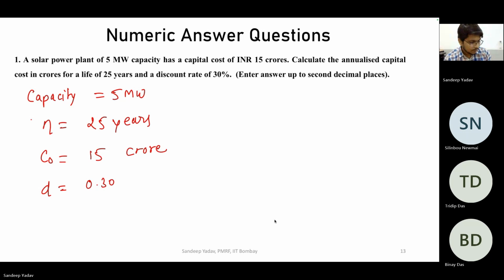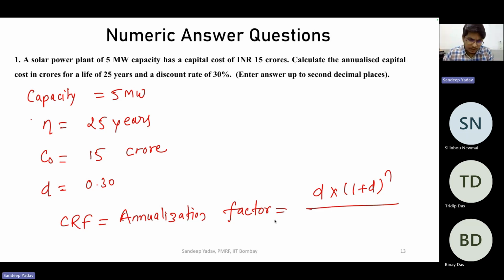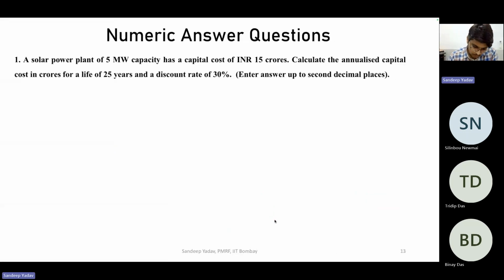So first we have to calculate CRF, the capital recovery factor, which we also call the annualization factor. It is calculated as D into (1 plus D) to the power N, divided by (1 plus D) to the power N minus 1. We also covered this in lecture number 1 or 2. We'll put these values in this and you will be able to calculate the CRF. Here D is equal to 0.3, into 1.3 to the power 25, divided by 1.3 to the power 25 minus 1.